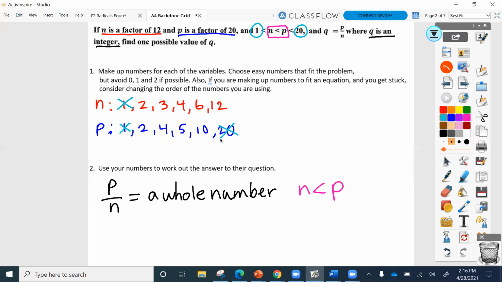Right? So any factors of n that are 1 or 20 can be eliminated, and any factors of p that are 1 and 20 can be eliminated. All right, so let's just start kind of an organized trial here.